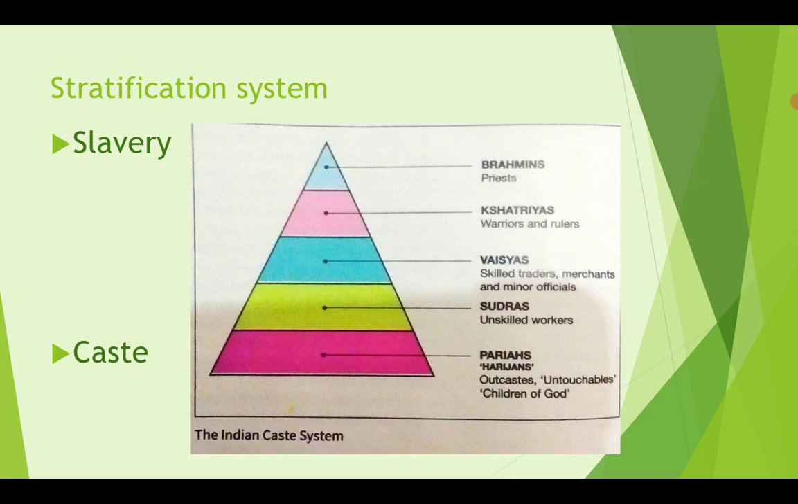So you can see the Indian caste system over here. There are five groups. The people are basically divided on the basis of their status, their ranks. So this is the caste system. Coming to some important topics.